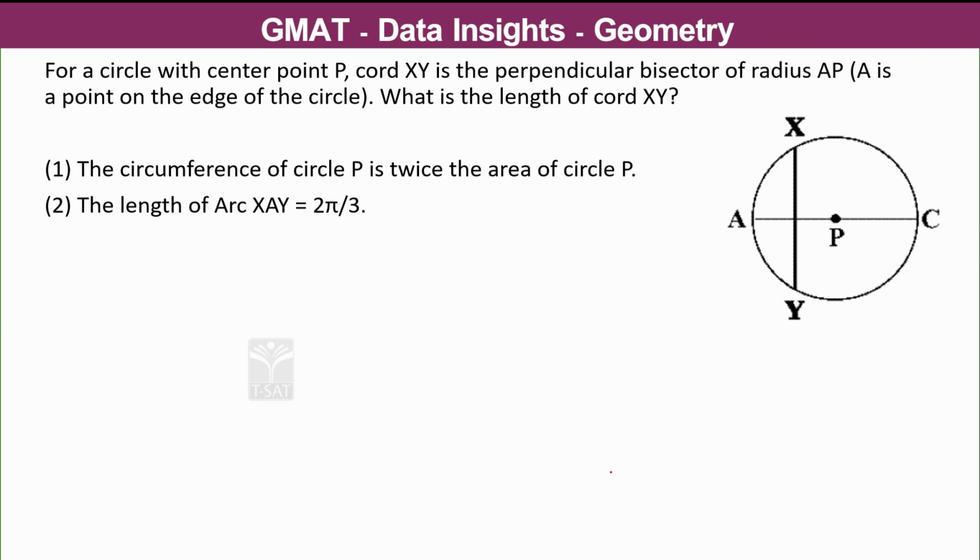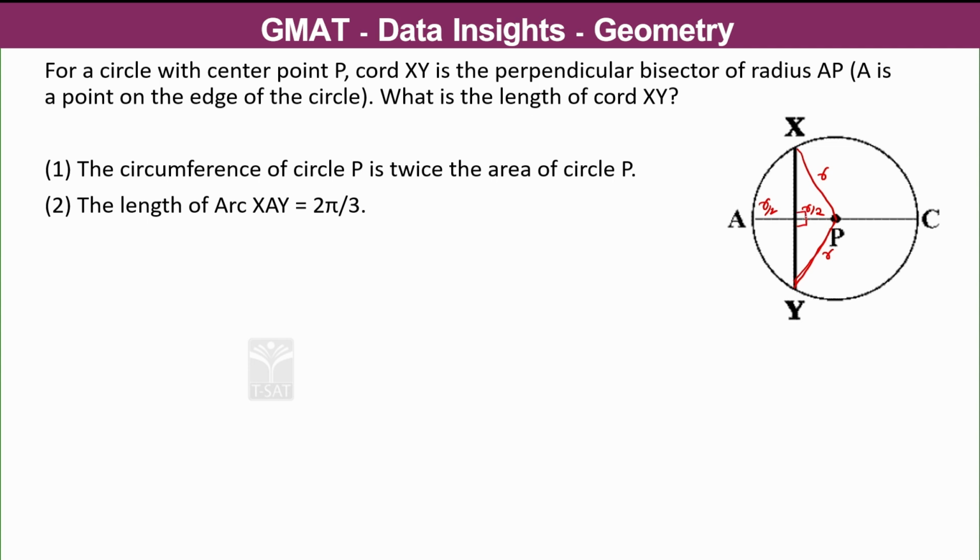For a circle with center point P, chord XY is the perpendicular bisector of radius AP. A is a point on the edge of the circle. What is the length of the chord XY? Here we are given that XY is the perpendicular bisector of radius AP. So, this is r by 2 and this will also be r by 2. And we know that when you join the center, that is P, to a point on the circumference, each of these will be equal to the radius, that is r.